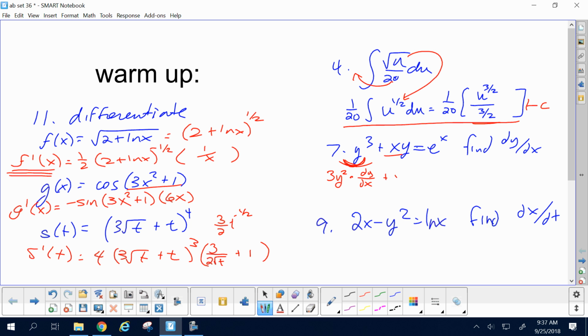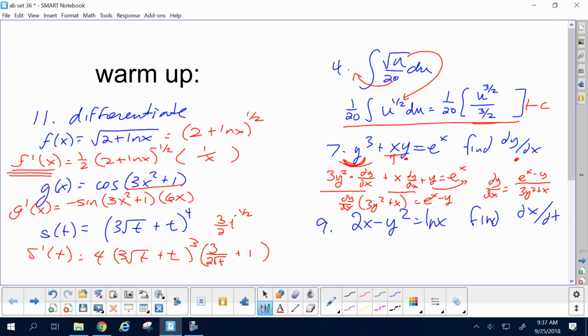So first stays the same, x, times the derivative of y, which is dy dx, plus second stays the same, y, times the derivative of the first, which is 1, equals the derivative of e to the x, e to the x. After that, we want to solve for dy dx, so everything with the dy dx term we're going to keep on the left side. So dy dx times the quantity 3y squared plus x. Everything without a dy dx gets moved over, so on the other side I'm going to have e to the x minus y. At the end of the day then, dy dx is e to the x minus y divided by 3y squared plus x.